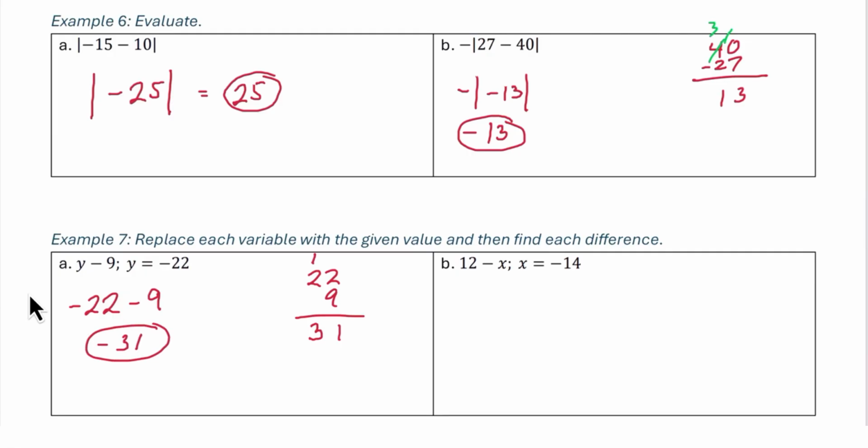And in part B, we replace the x with negative 14. Notice we have the double negatives, so that becomes plus 14, and we get 26.